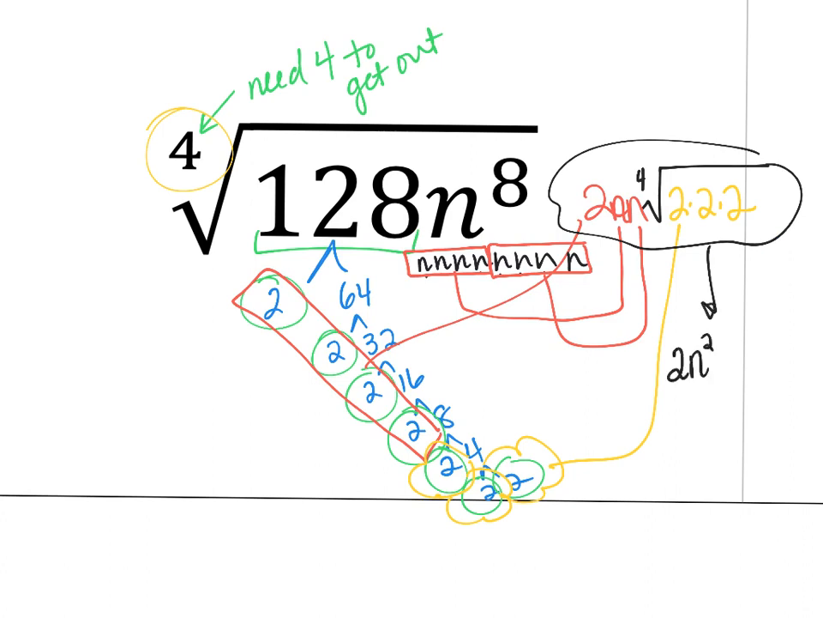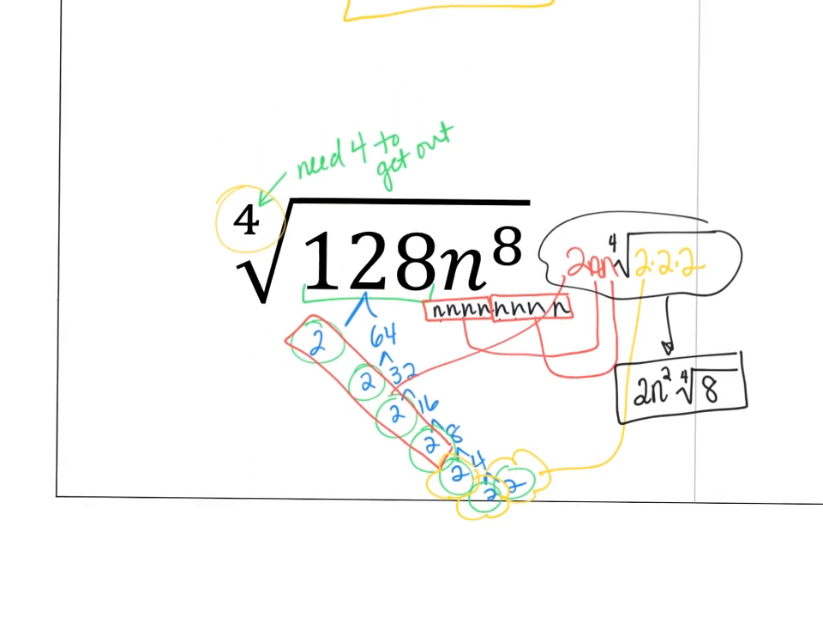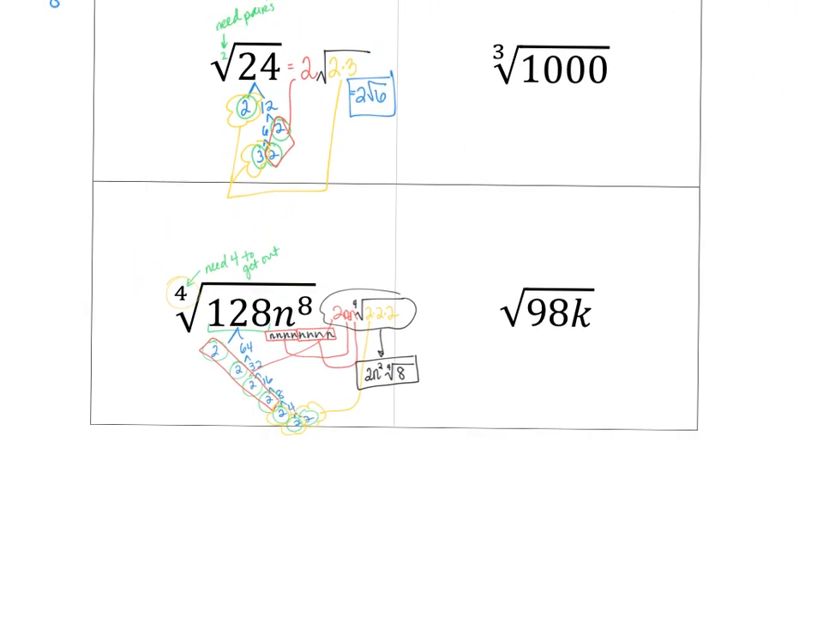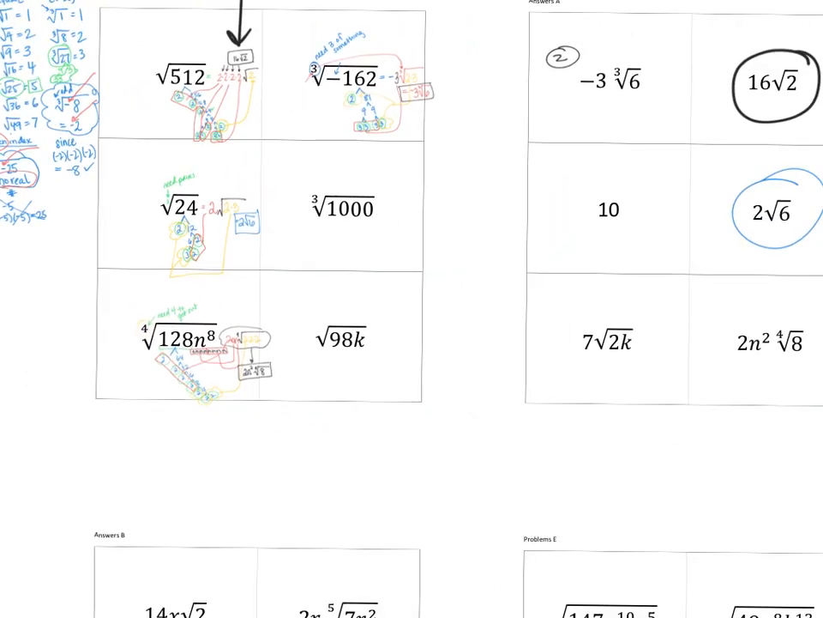2n to the 2nd power times the 4th root of 2 times 2 times 2, which is 8. So there's my final answer. And we're going to check on that. 2n squared, 4th root of 8. Yay!